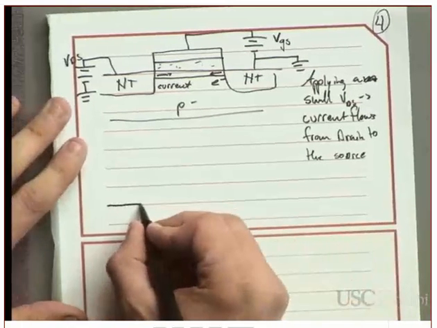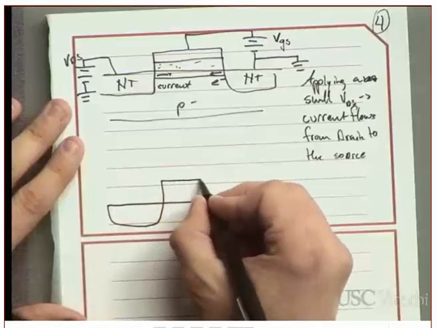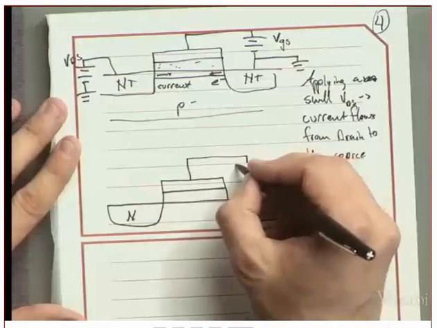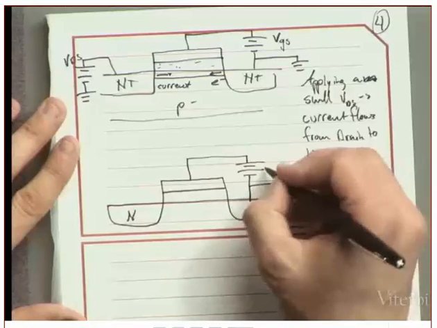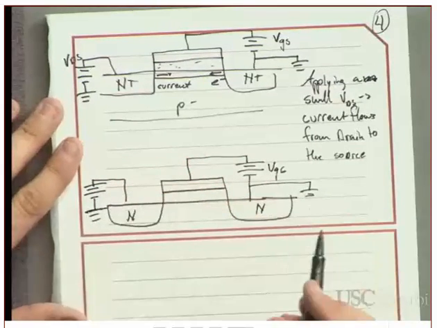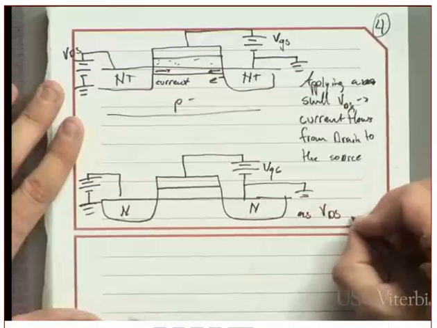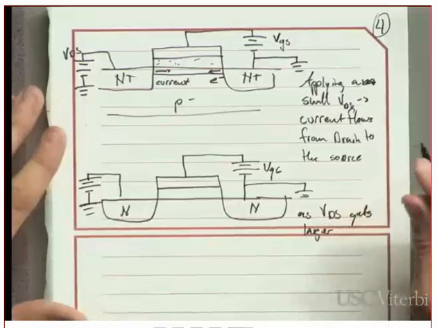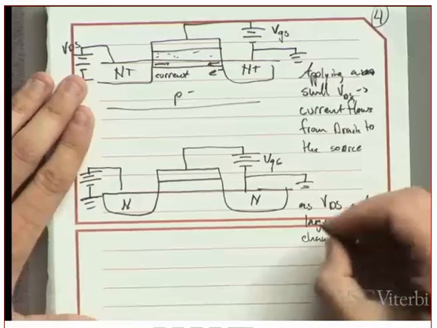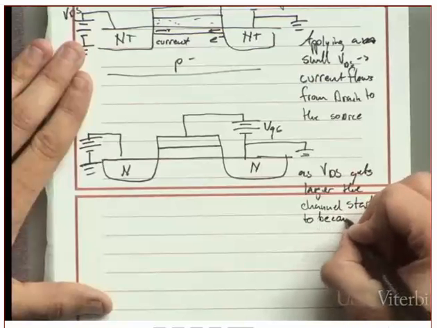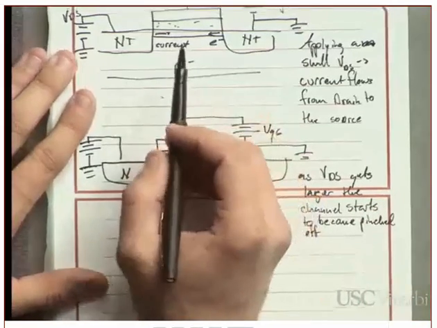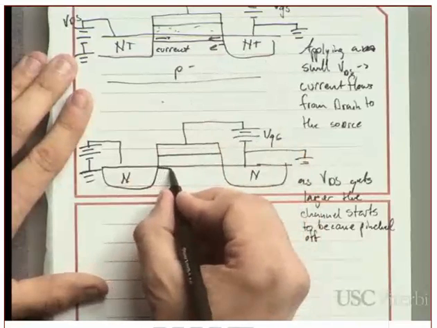Okay, more pictures. So I still have this voltage source here, VGS, and I still have VDS. But now VDS is going to get larger. As VDS gets larger, the channel starts to become pinched off. And what that means is basically the channel is not going to be uniform width all the way across the transistor now. Instead, it's going to be like this.